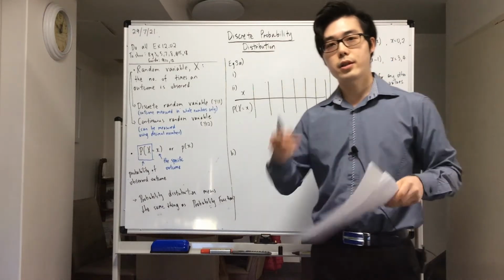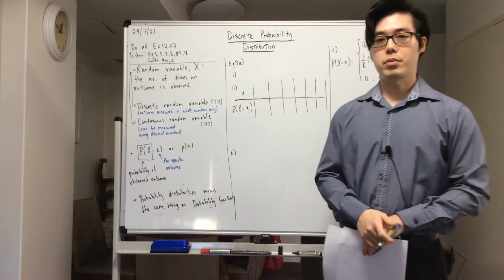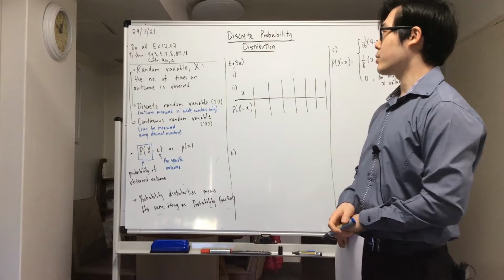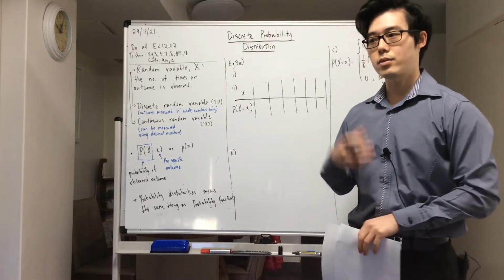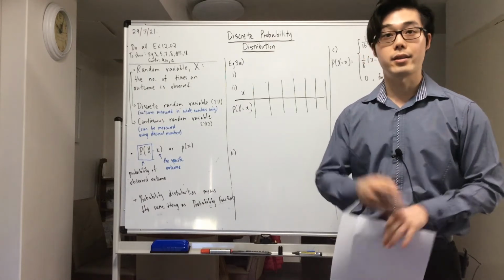Okay, girls, so we're going to start a new chapter today. I'm continuing with probability. It's called Discrete Probability Distribution. Okay, so this will be our last chapter before we end the Year 11 course.